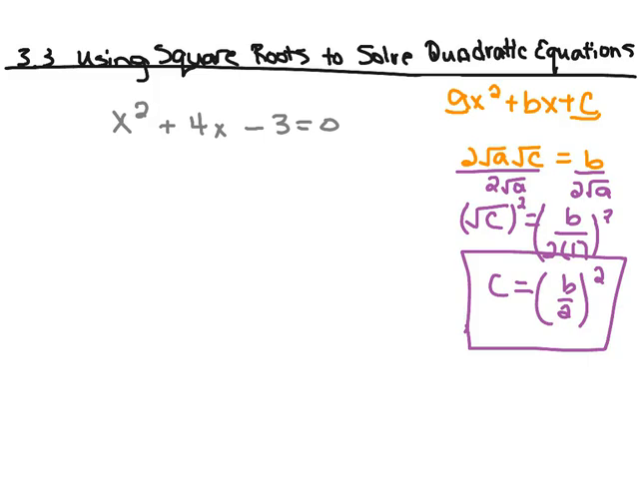So when we're completing the square, we are going to isolate our x squared and our x, all of our x terms. So we need to move this 3. So we're going to add 3 to both sides. So x squared plus 4x is equal to 3.